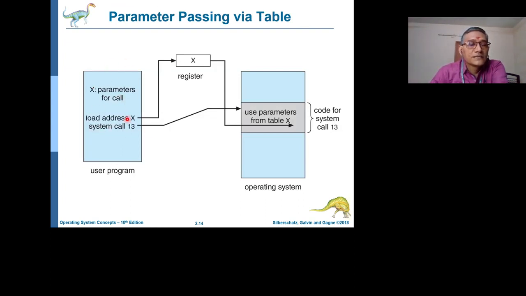If you see here, load X: the address X is loaded into the register. The system call is initiated, and from that particular register the corresponding code is identified. So this is how parameter passing through a table is implemented.